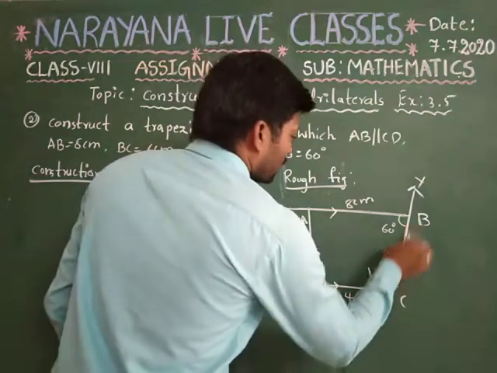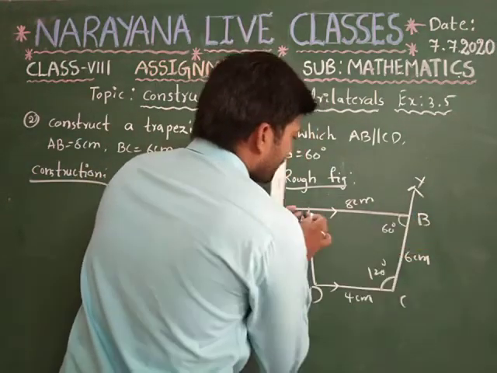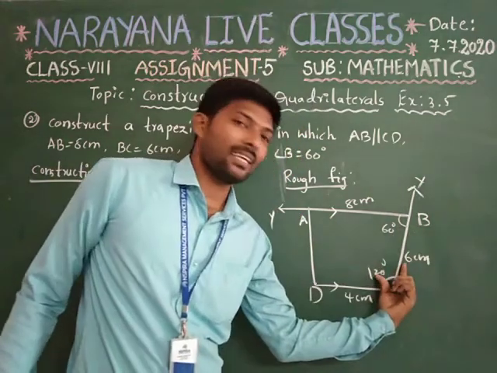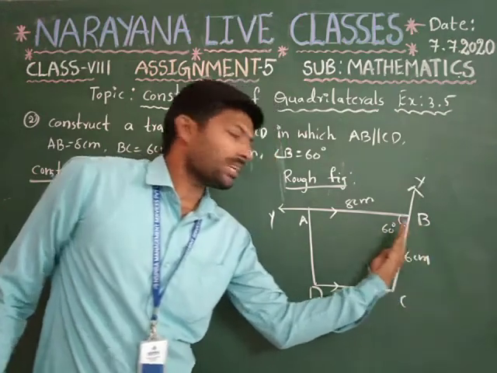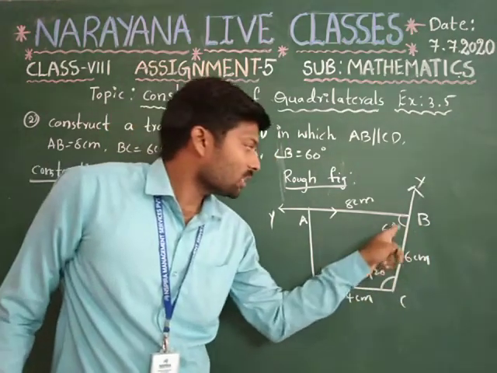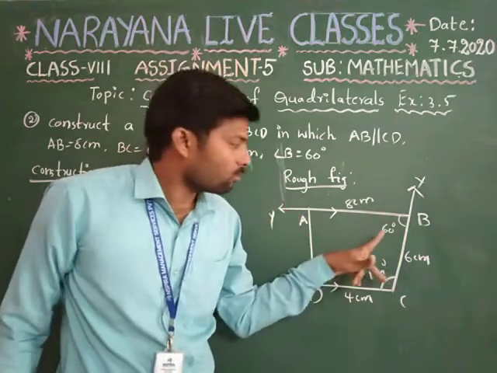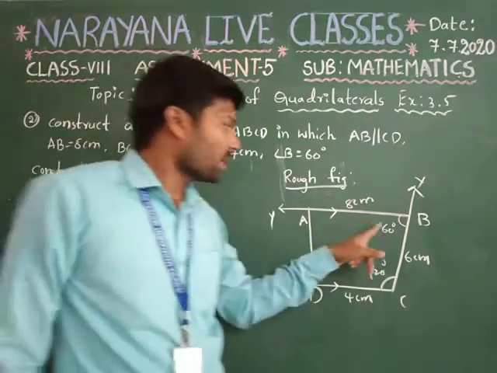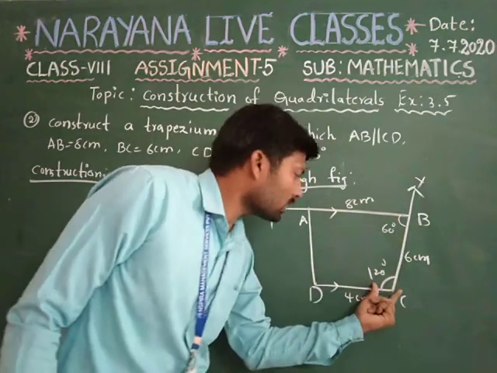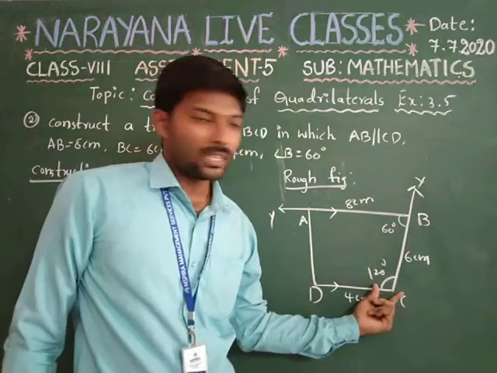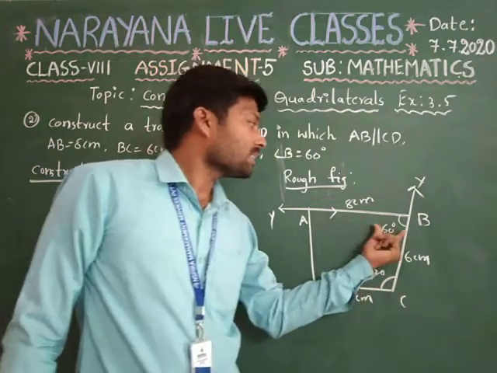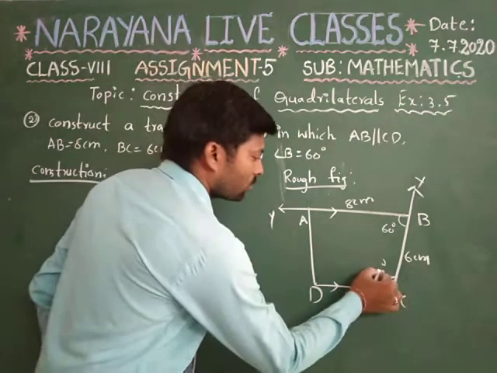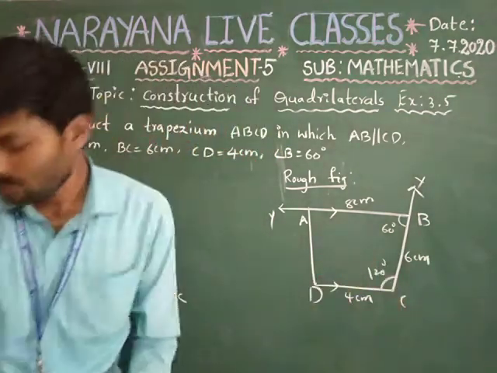Angle ABC and angle DCB are both interior angles which lie on the same side of a transversal. So these two angles are co-interior angles. The sum of these two angles is equal to 180 degrees. So out of two angles, if one is 60 degrees, what about the other angle? That must be 120 degrees, obtained from 180 minus 60, that is 120 degrees. Because of that reason, we have to construct 120 degrees at point C.